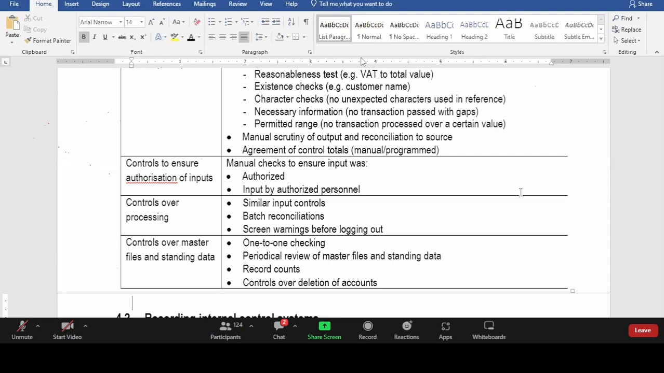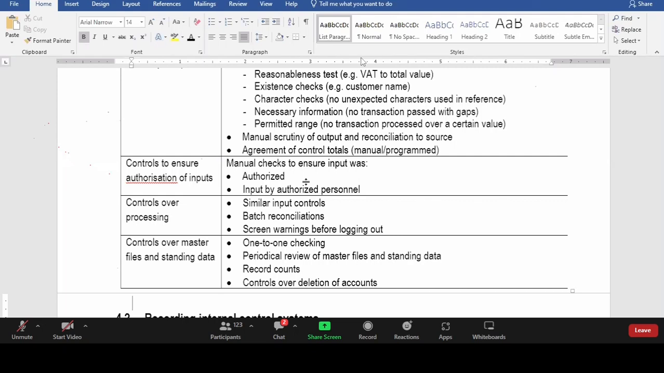Controls to ensure authorization of inputs. Manual checks to ensure inputs are authorized and by the right person. Those are IT internal controls I've talked about. Controls over processing, batch reconciliation, screen warning before logging out. You did that. Controls over master file and standing data.